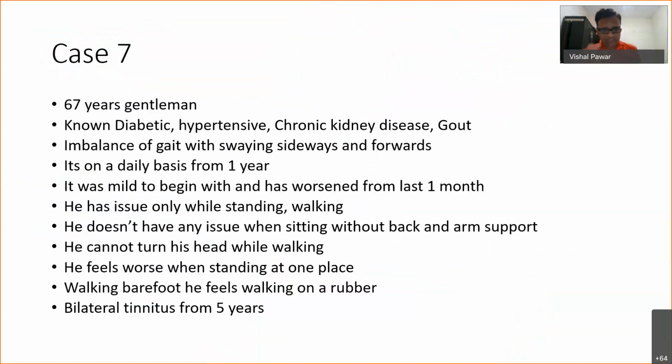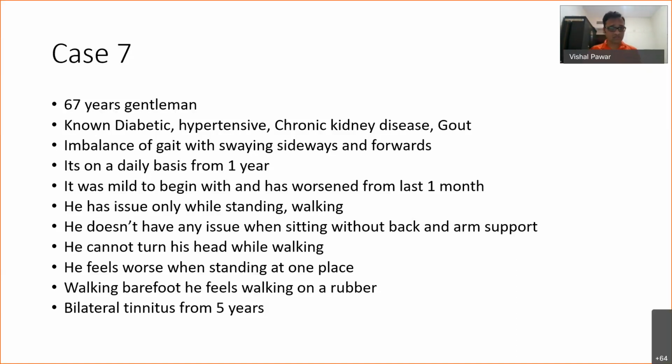One last case, a very short case, only three slides. This 67-year-old gentleman, non-diabetic, hypertensive, had imbalance of gait with swaying sideways and forwards. It had been daily for 1 year. It was mild to begin with, and has worsened over the last 1 month. He has issues while standing and walking, and he does not have any issue when sitting with back and arm support. And he cannot turn his head while walking.